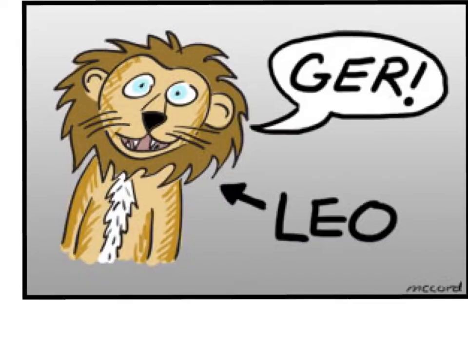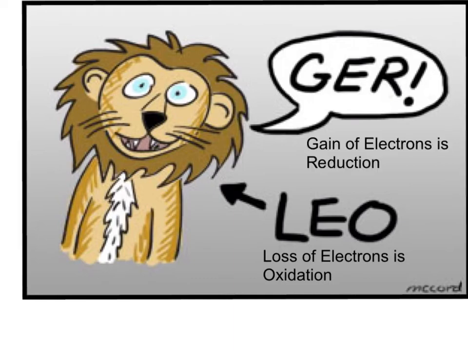Now this can all get pretty confusing, so the way I remember this is Leo the lion says grr. Loss of electrons is oxidation, and gain of electrons is reduction.